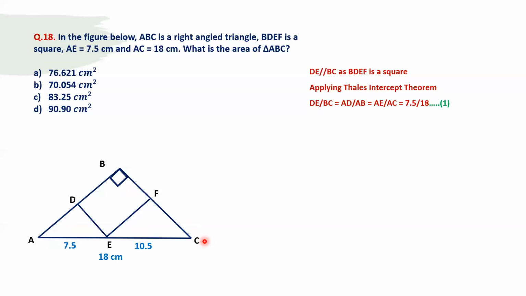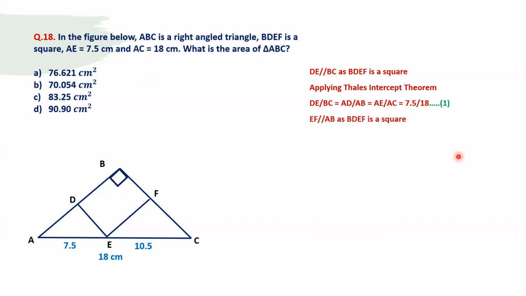Or if you don't remember Thales intercept theorem, you just remember that this ADE and this ABC are similar triangles. Thales intercept theorem is an outcome of the application of similar triangles here. So the ratio of corresponding sides is equal. So AE and AC, if you come back to this question, is 7.5 and 18. So we put the 7.5 and 18, and this becomes equation number 1.